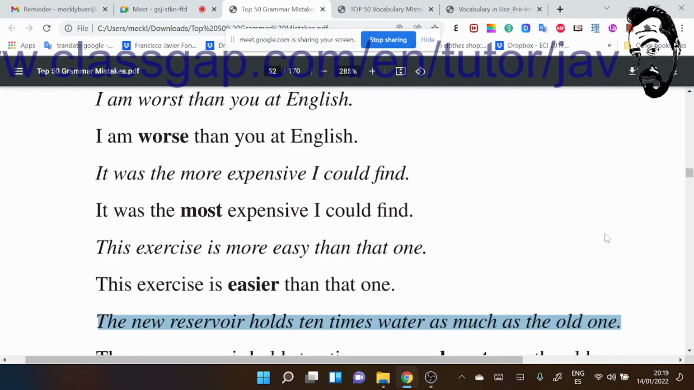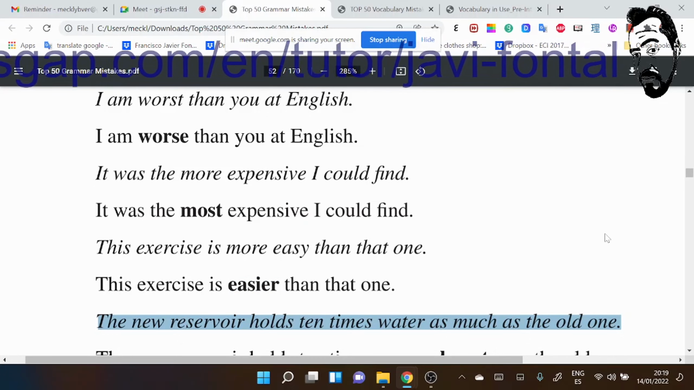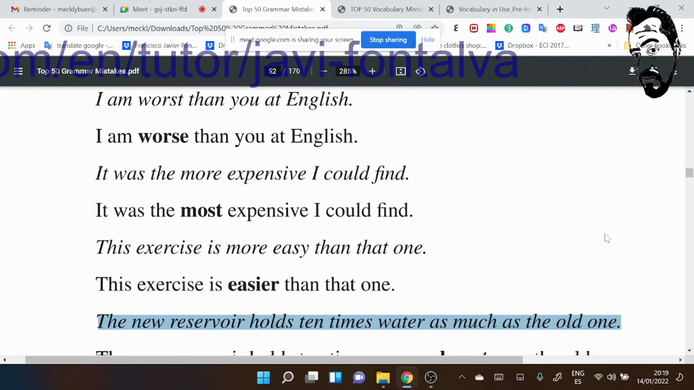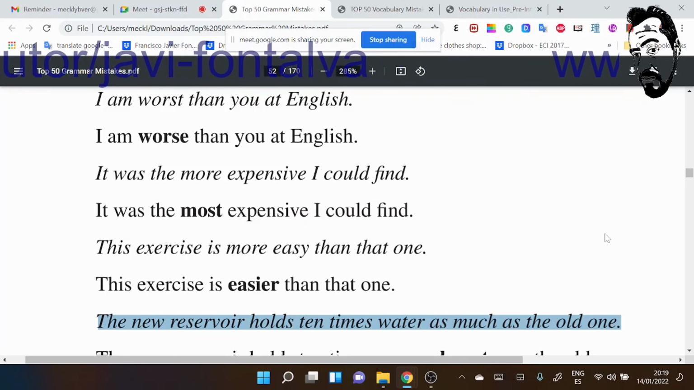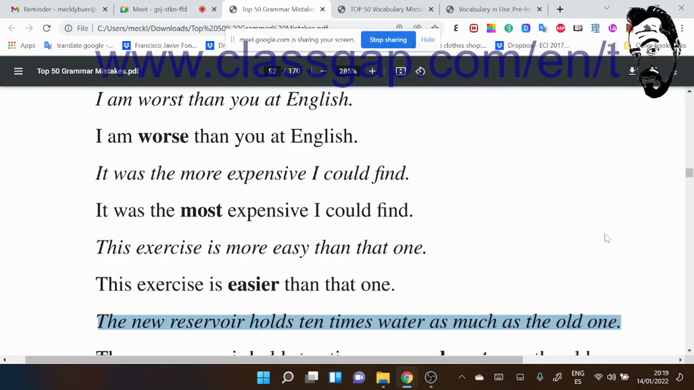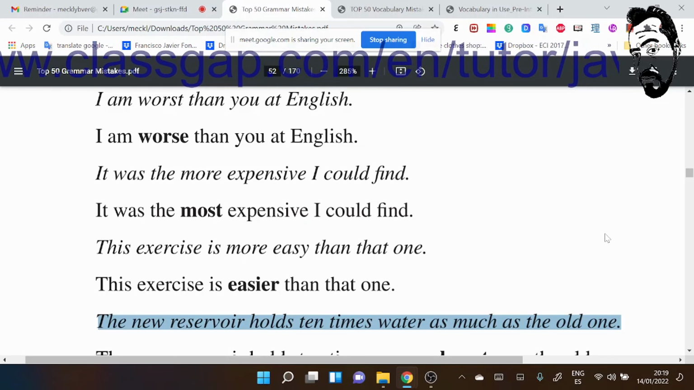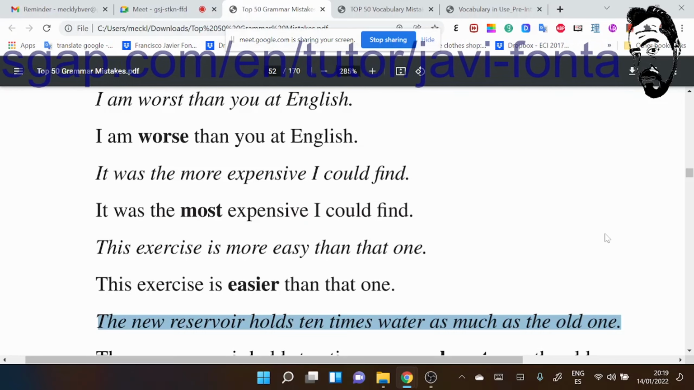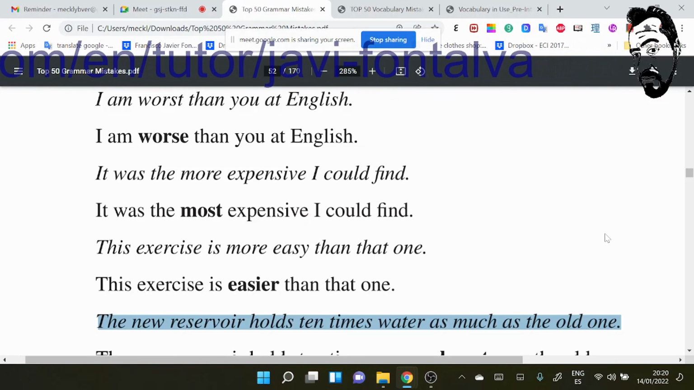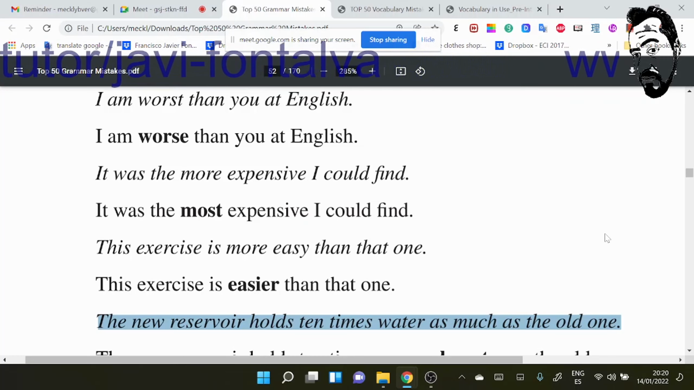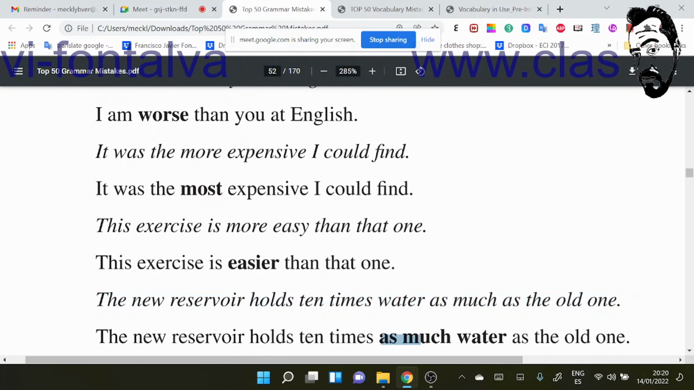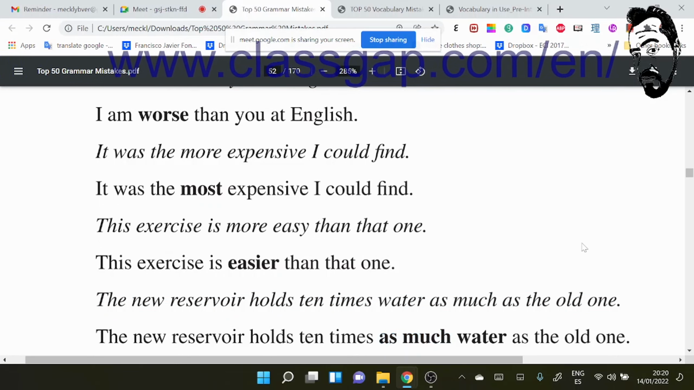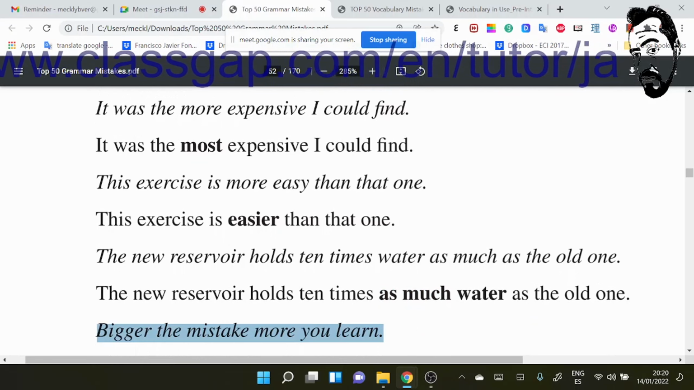The new reservoir. What's a reservoir? A reservoir is like a deposit for water. For a city, okay? The new reservoir holds 10 times water as much as the old one. I don't know. As much water, okay? As much water as the old one. Okay, how about this?